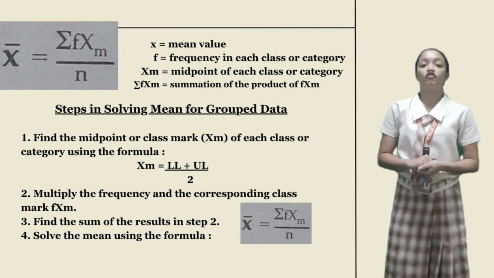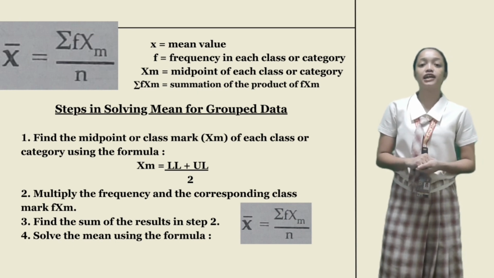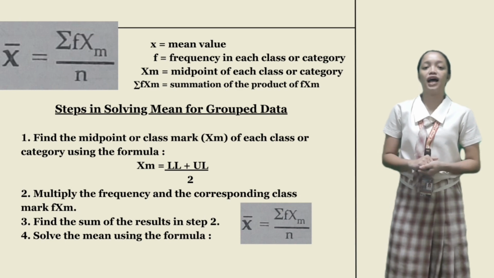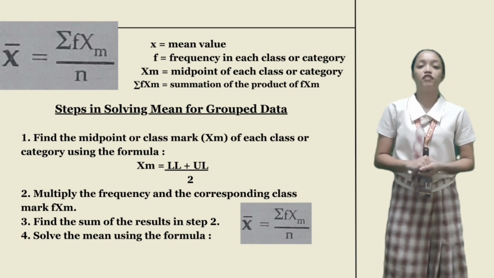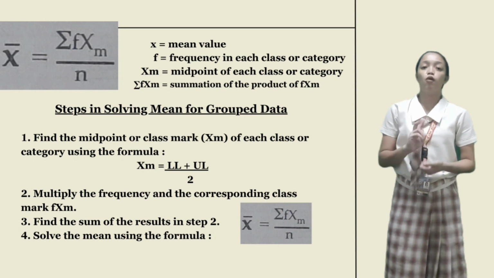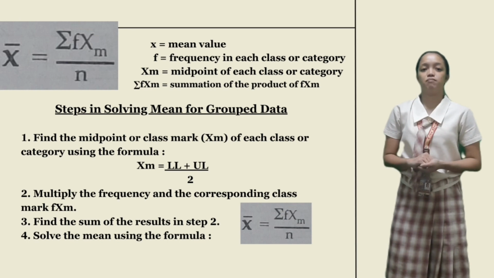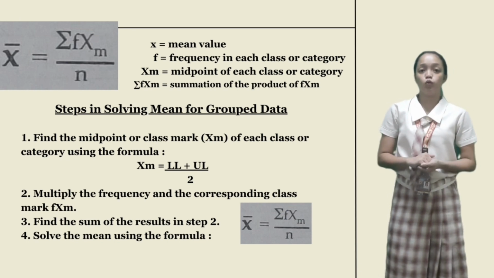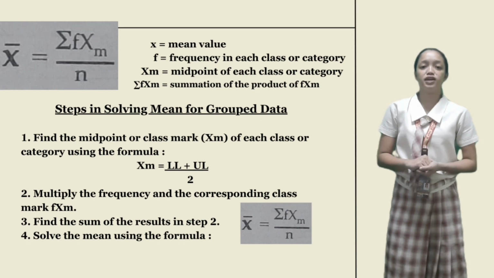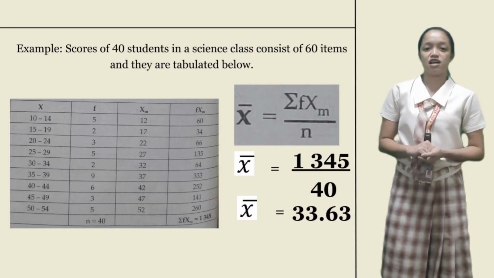First, find the midpoint or class mark x sub m of each class or category using the formula x sub m equals lower limit plus upper limit divided by 2. Second, multiply the frequency and the corresponding class mark, f x sub m. Third, find the sum of the results in step 2. And fourth, solve the mean using the formula. Now, we have here an example.